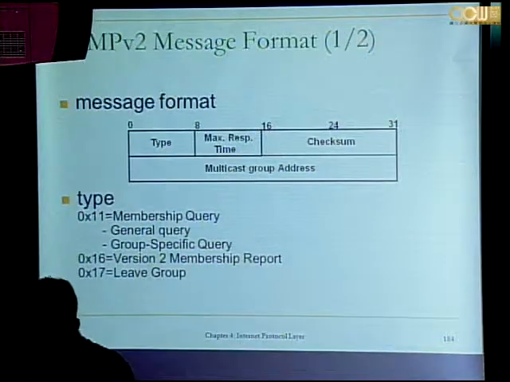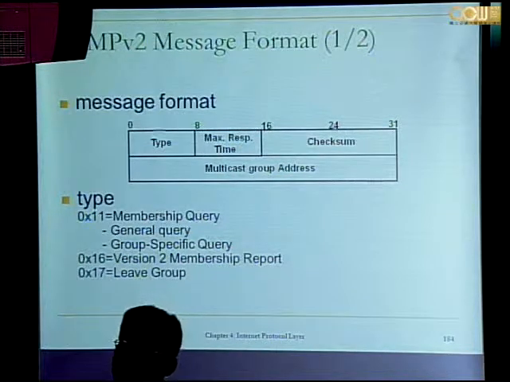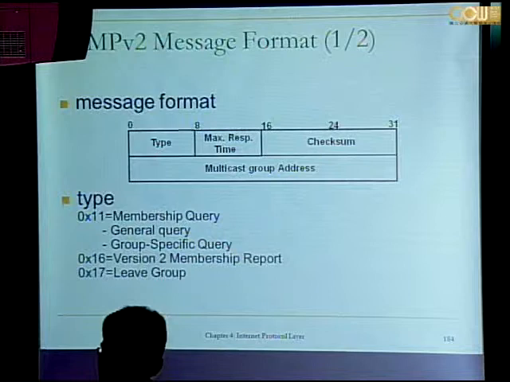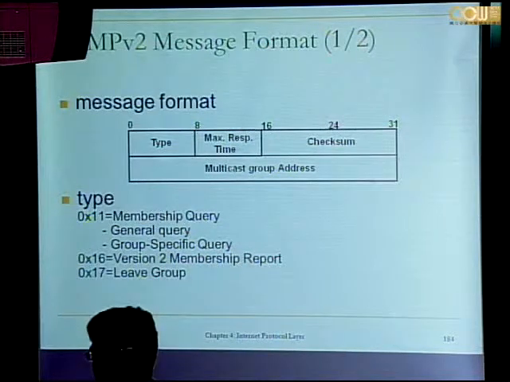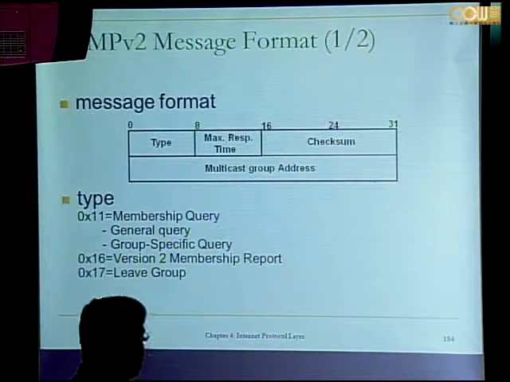And the edge router connecting to the subnet will know whether there are hosts belonging to certain groups, and they keep track of that information. That information is soft state. It would time out after several queries without being refreshed.